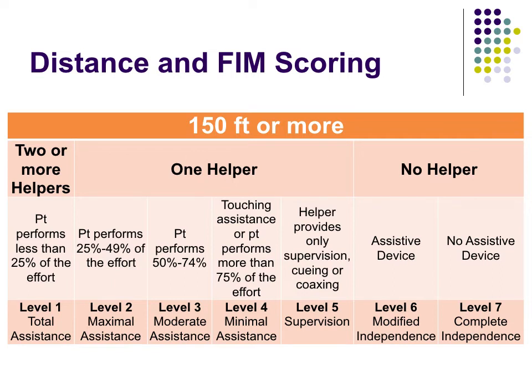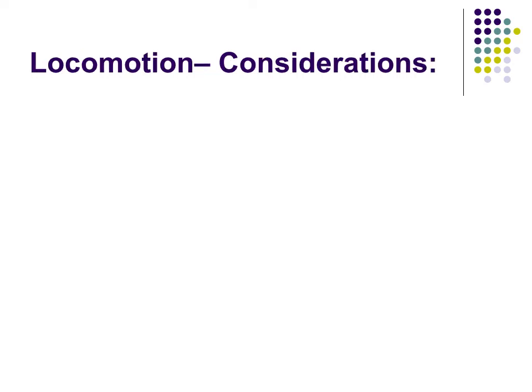And as you can see by this next chart, there are many more options for FIM scores between a 1 to a 7 based on the patient's performance, how many helpers are involved, and if an assistive device is needed. So I would strongly encourage you to use the chart that I'm going to give you for your FIM test.